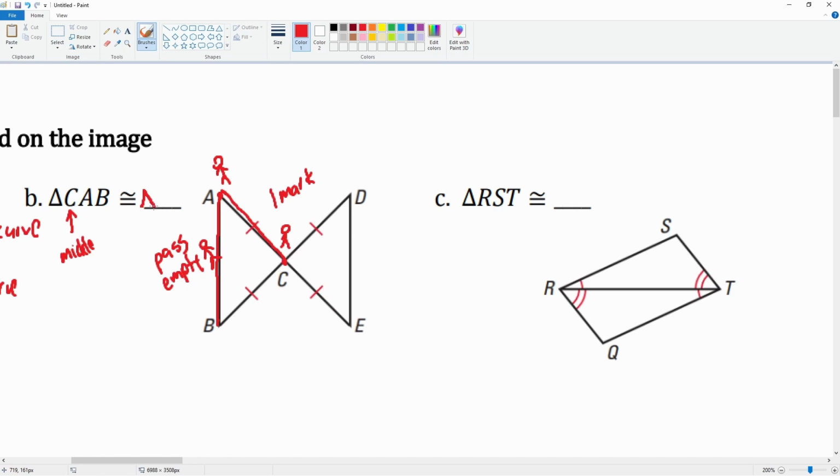So this is congruent to, let's start from the middle, C. It passes through 1 mark, so it can pass through CE, right? Then it passes through an empty spot, so D. So there you go. So you can say triangle CAB is congruent to triangle CED.